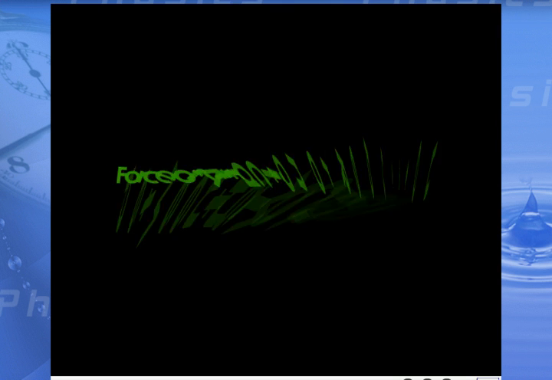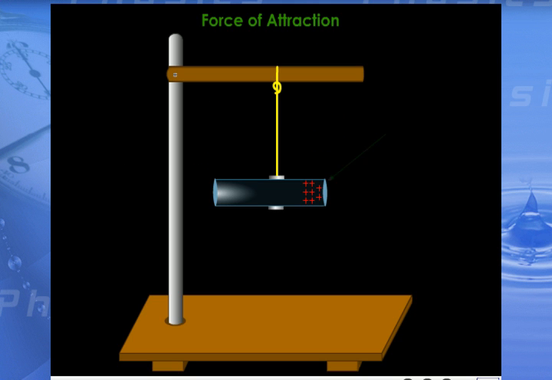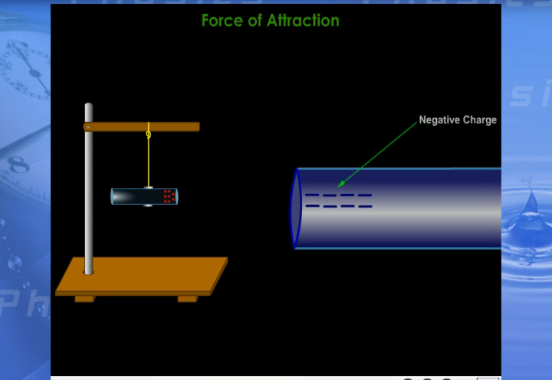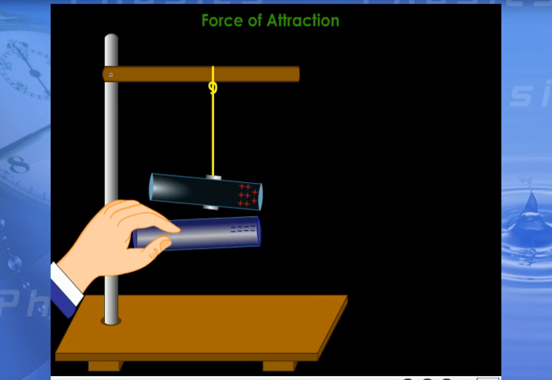Force of attraction or repulsion between the two charges. The following animation explains the force of attraction between the two charges. Take a positively charged glass rod and suspend it by means of a silk thread. Take a negatively charged ebonite rod and bring it near the glass rod. These two rods get attracted. Hence, from this animation, we infer that opposite charges attract each other.